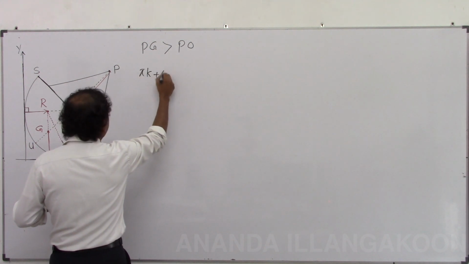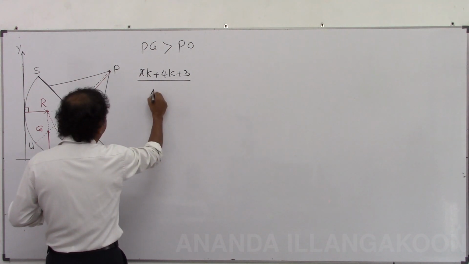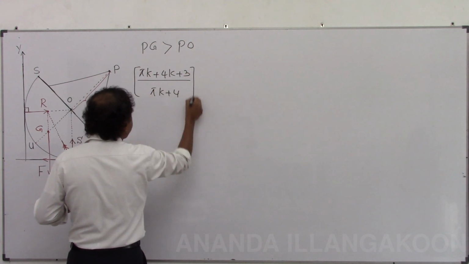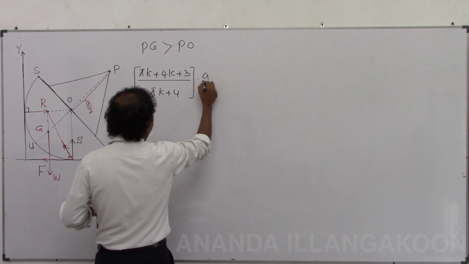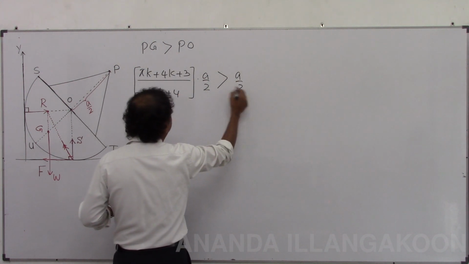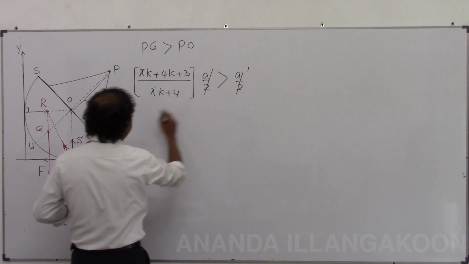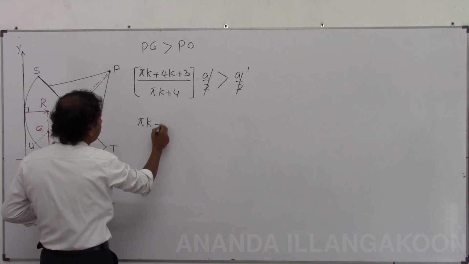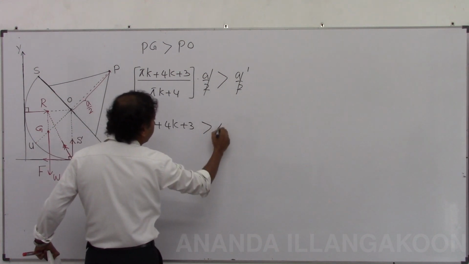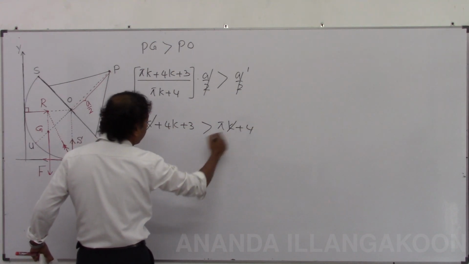The PG length is (4k + 3)/(5k + 4) times a, greater than PO, which is a/2. You can cancel these two down. Use the cross multiplication: 5k + 4k + 3 greater than 5k + 4, this 5k and this can cancel down.